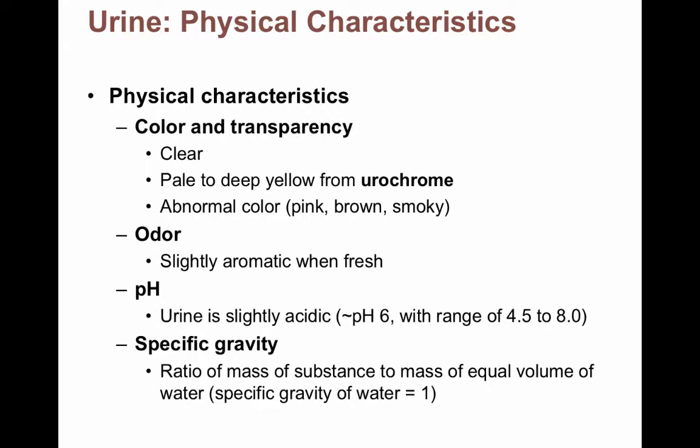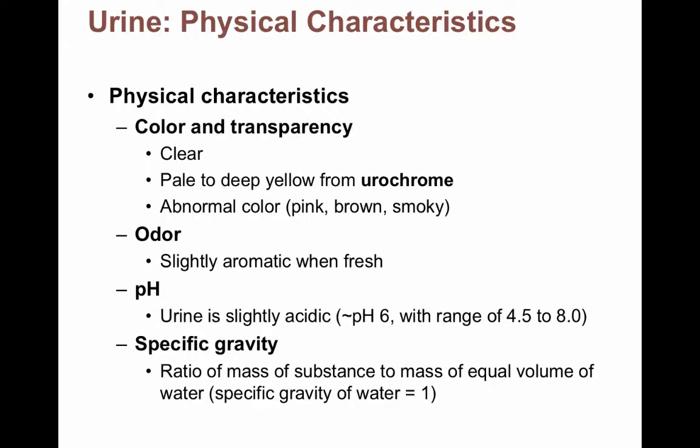Abnormal colors, pink, brown, or smoky, can be caused by certain foods or biopigments, drugs, or blood. Odor is normally slightly aromatic when fresh. It does develop an ammonia smell upon standing as bacteria metabolize urea and turn it into ammonia. It may be altered by some drugs or vegetables, and you might notice that if you eat something like asparagus, it smells a little different, or even coffee.